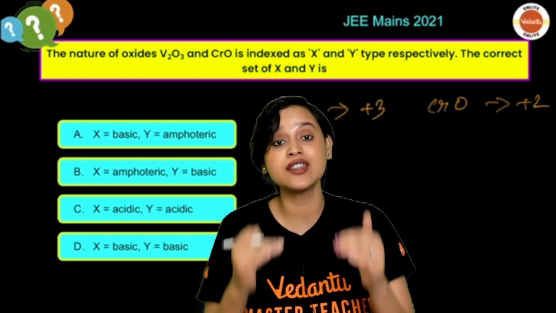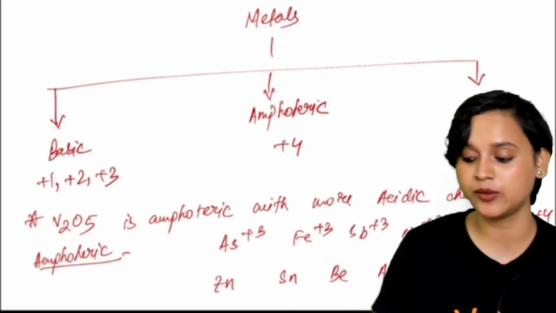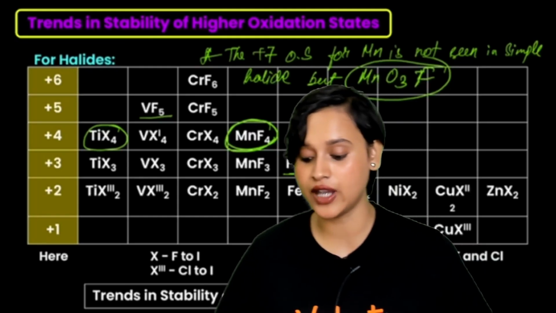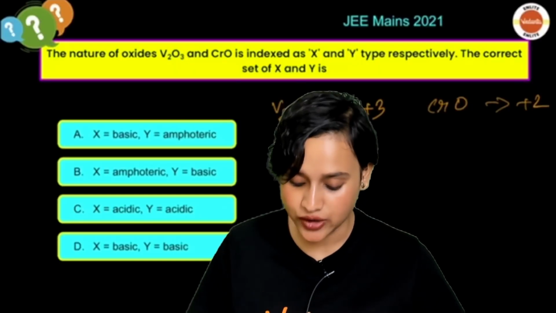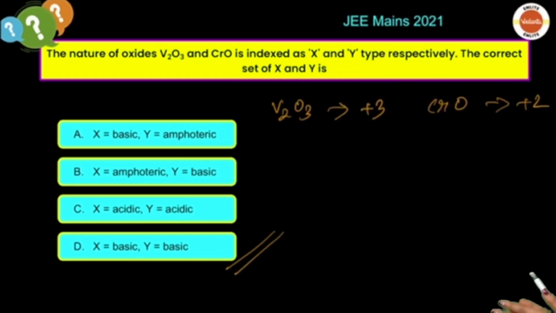So both of them are at the lower oxidation state. And what did I tell you? I have given you this in the notes also: +1, +2 and +3, all of them are basic oxides. So option D makes sense to us, everybody. X is basic, Y is also basic.